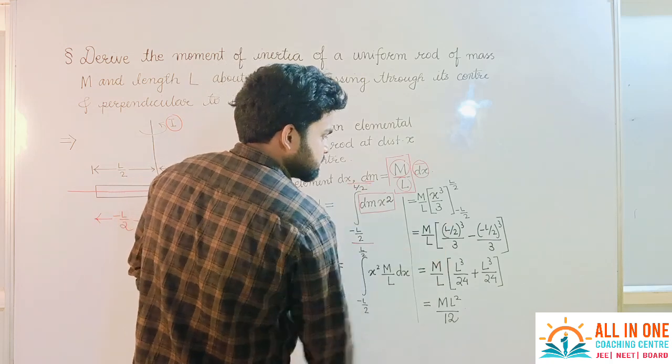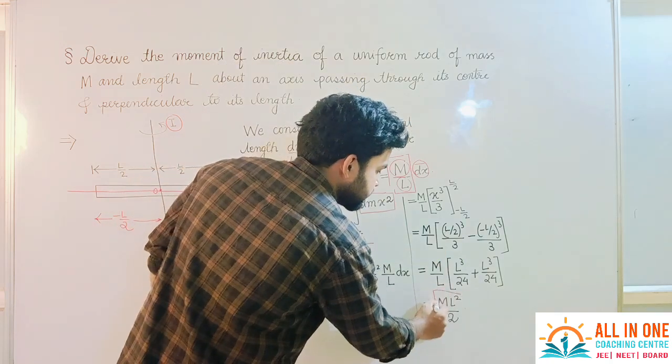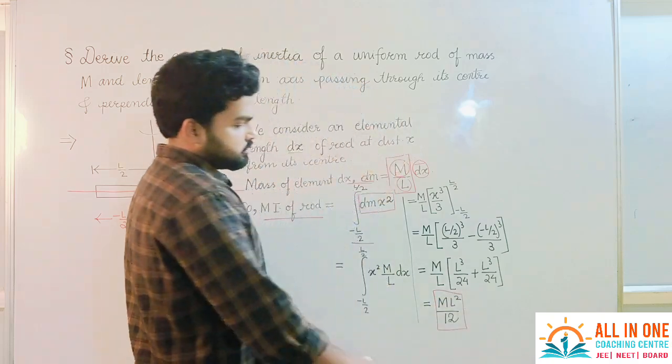Tar pisot limit to eta substitute kori dile ami ML squared upon 12 pabo. Okay, so that will be all. Thank you.